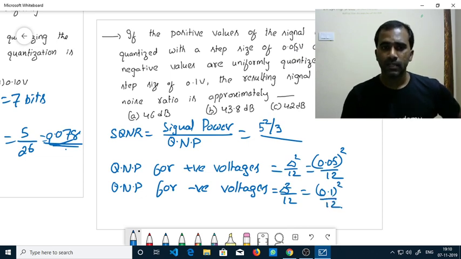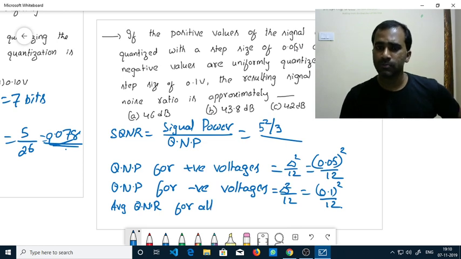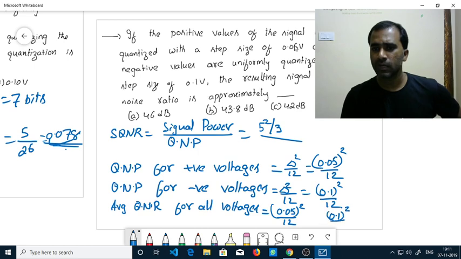Now you should understand. What is the average quantization noise for all voltages? We got it only for positive voltages, and only for negative voltages. For all voltages, it is nothing but the average of these two. And if you observe, what is the average? 0.05 whole squared divided by 12 and 0.1 whole squared divided by 12.